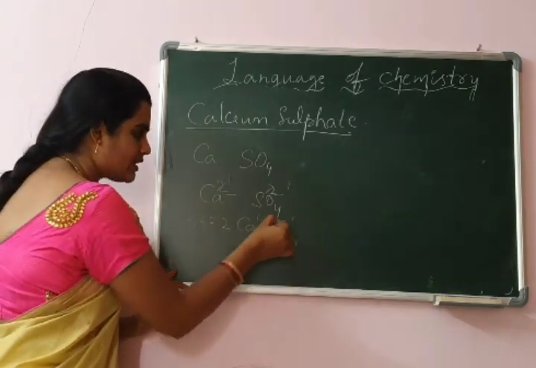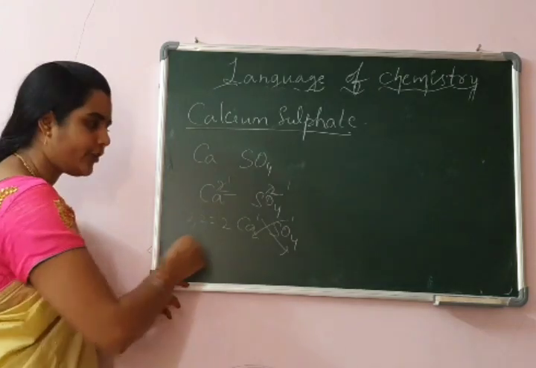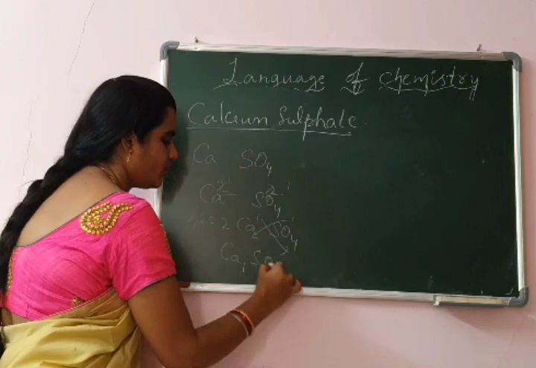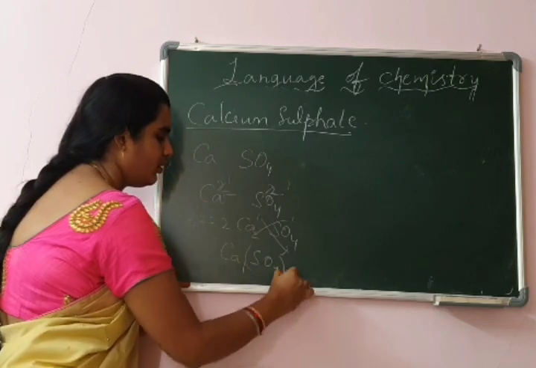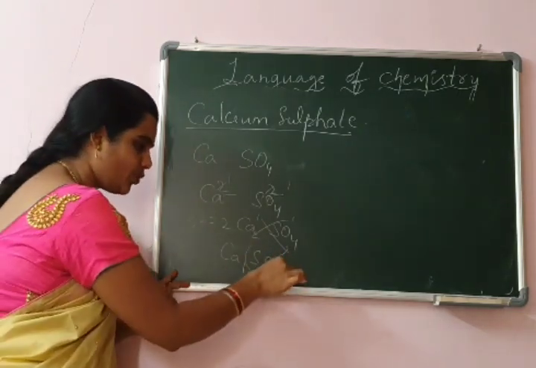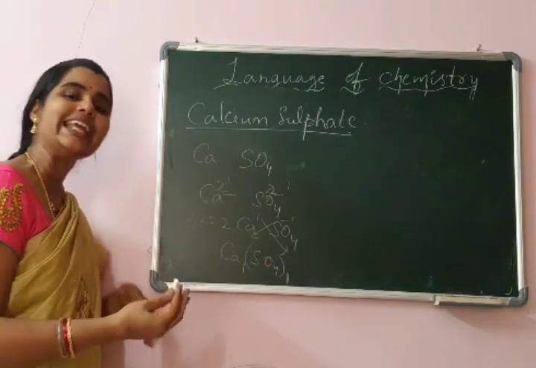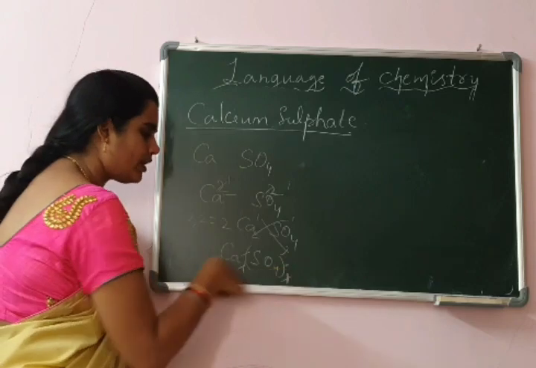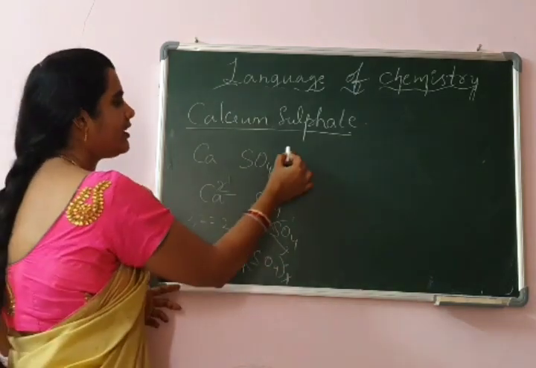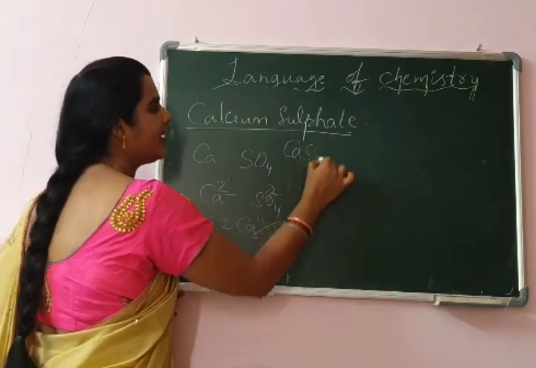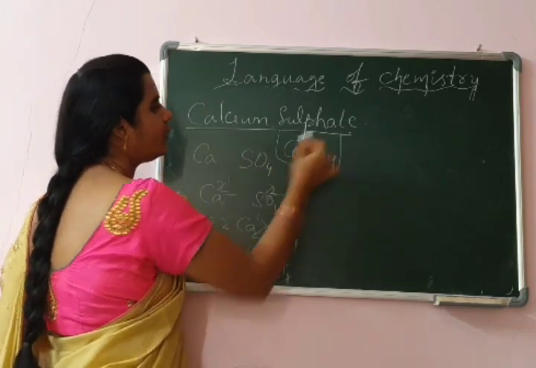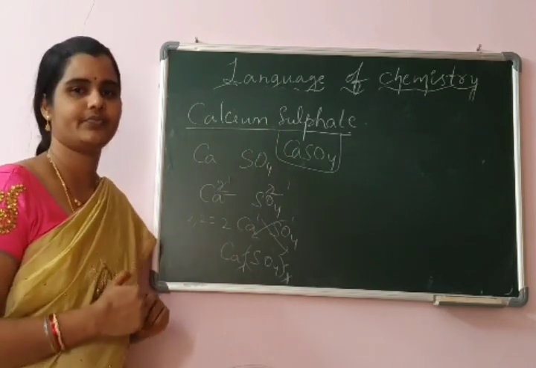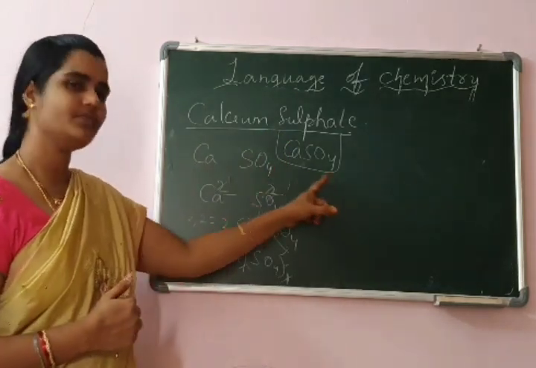Now you crisscross them. So if you crisscross, what happens? Ca1, SO4 whole 1. But since here it is 1, you can ignore that. So no need to write these brackets. Now you can remove all these ones and brackets and you can write the formula as CaSO4. So what is the formula for calcium sulfate? It is CaSO4.